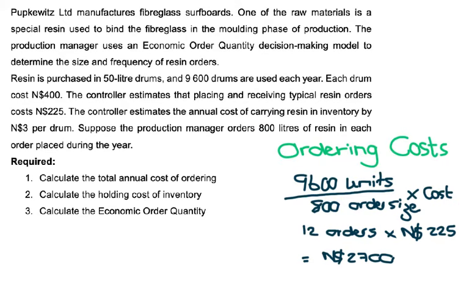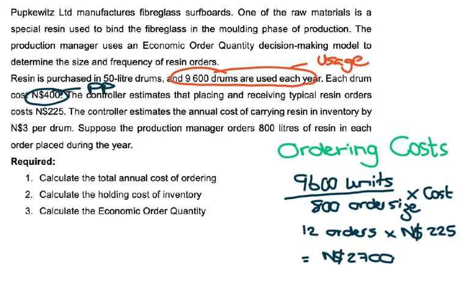All right, so let's quickly look at the important information and then we highlight that information. I will use the red pen. We purchase in 50-liter drums and we need 9,600 drums every year. So this is our usage. You will remember we had a demand or a usage per annum. Each drum costs 400 Namibian dollars. This is my purchase price.